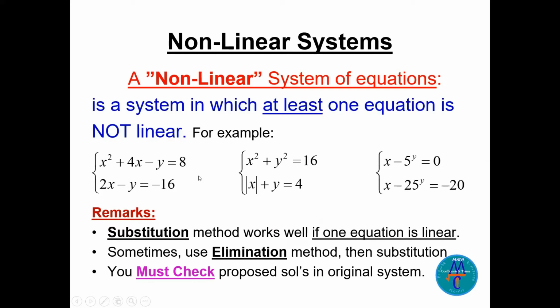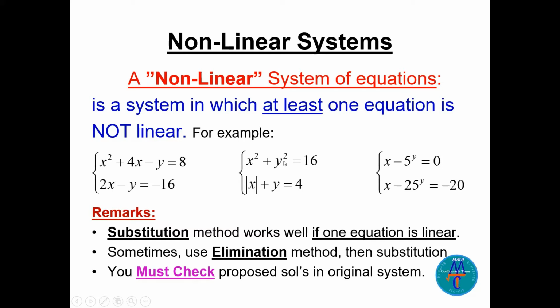A non-linear system, we should have at least one equation not linear. See, here we can have a linear equation, 2x minus y is equal to minus 16. That's linear. But since we have a squared here, only one term, one equation, then we call the whole system non-linear. We cannot say this is linear and non-linear. The whole system is either linear or non-linear.